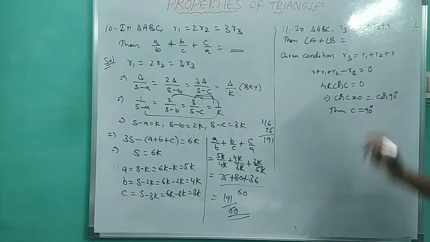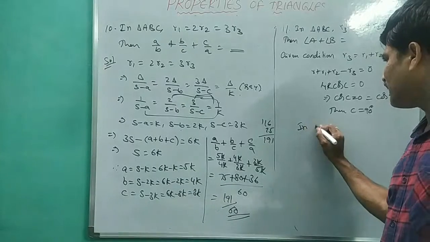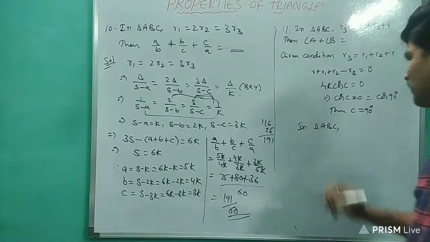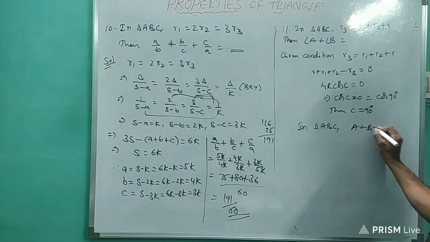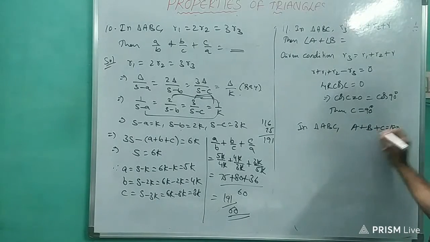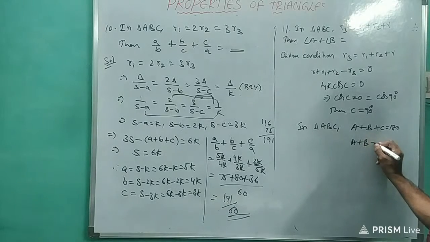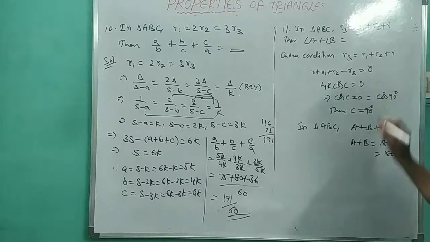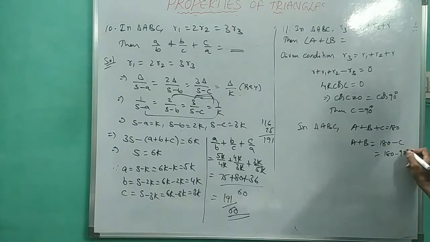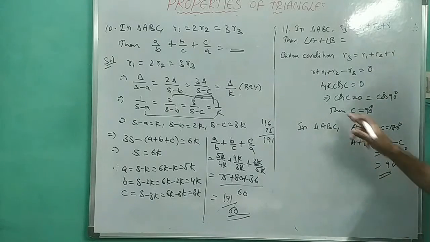Now the angle C equals 90 degrees, but in a triangle ABC the sum of three angles equals 180. Now here A plus B plus C equal to 180. To find A plus B, it is 180 minus C. We already found the value of C, so we substitute it in. So this is 90 degrees. So the sum of the angles A and B is 90 degrees. This is the solution using this formula, this result.